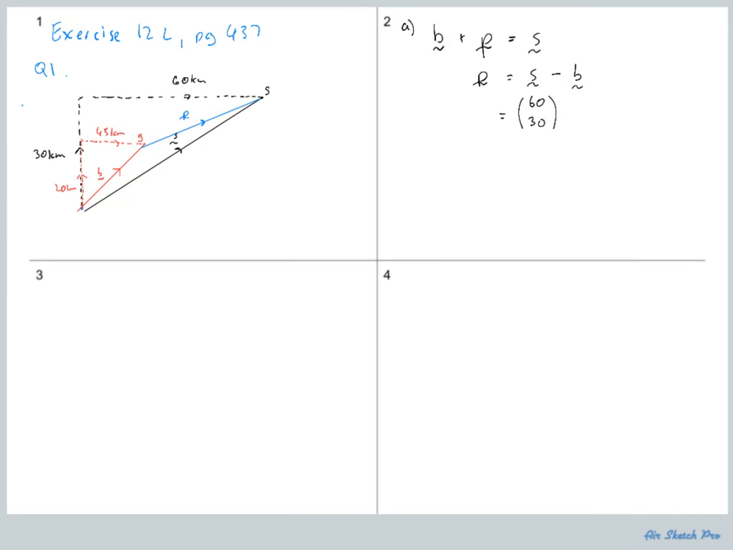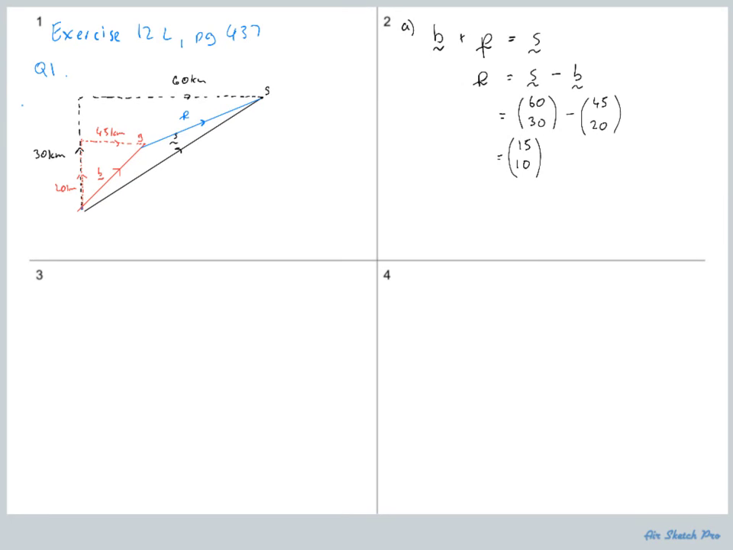So minus, and then we've got 45 east, and we've got 20 north, so that's what we're subtracting. And that gives us, well, we'll just do it in one step, I think. 60 take away 45 is 15. And 30 take away 20 is 10. So that's our position vector.